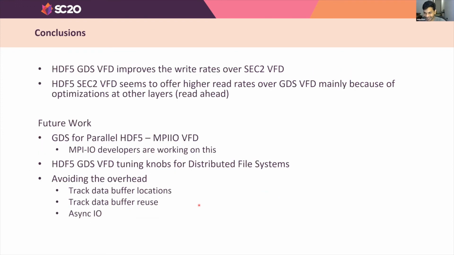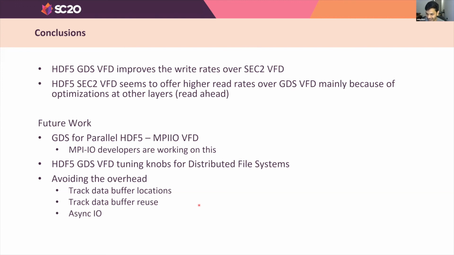So yeah, that's everything. The main conclusion is the write rates are really good compared to sec2 because we eliminate the bounce buffer, but the read rates in most cases are better with the default, especially for sequential, because of the read ahead. Future work includes figuring out how to tune these knobs, such as the number of threads and the IO size requests for distributed file systems. And then also avoiding this overhead that I mentioned for smaller allocation sizes.